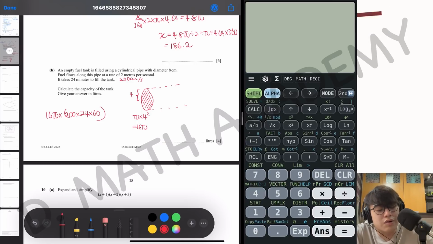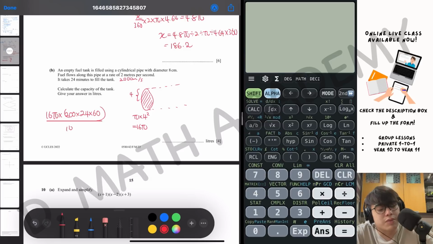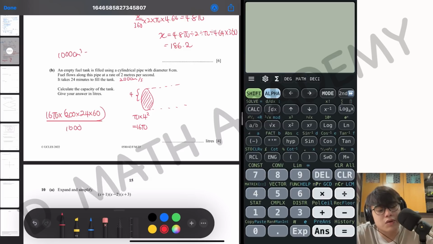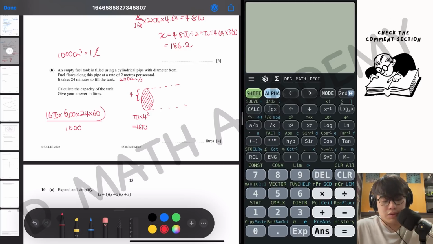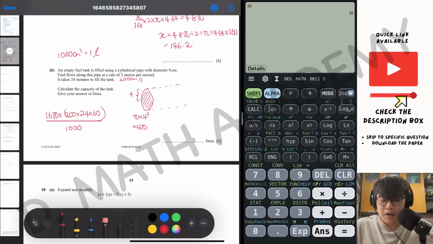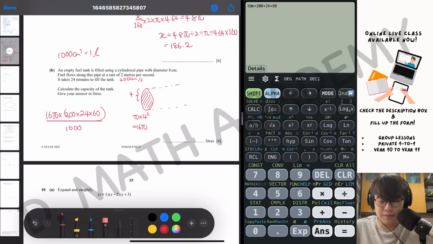Okay, and then to convert this entire result into liters, you have to divide it by 1000, because by default 1000 cm cubed is 1 liter. Okay, so just run your calculation: 16 pi times 200 times 24 times 60, and then divide it by 1000.